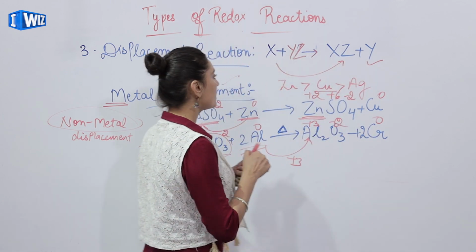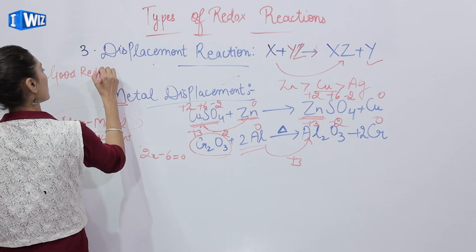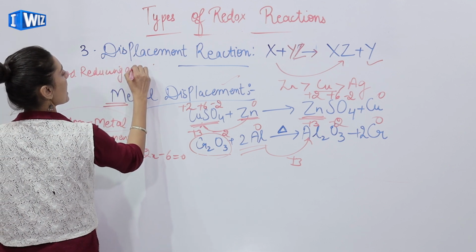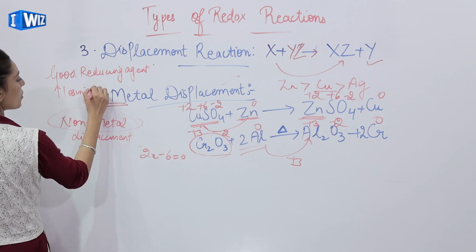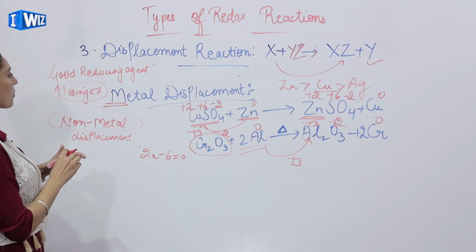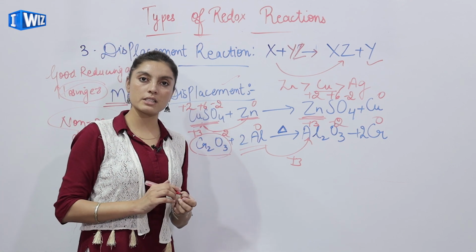Please keep it in mind that the one which is the good reducing agent has the higher capability of losing the electrons. So the one which easily loses the electron is a good reducing agent. Fine. So, this was about the metal displacement.